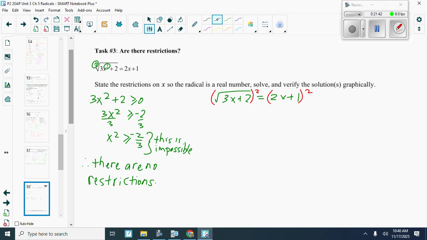Common mistakes: people sometimes would forget, and they would try squaring the first number and squaring the second number and just shoving them together. That's not how we do squaring a binomial. So just make sure that you're not making those little mistakes. We have 3x plus 2 is equal to 2x plus 1 times 2x plus 1. And we're FOILing that.